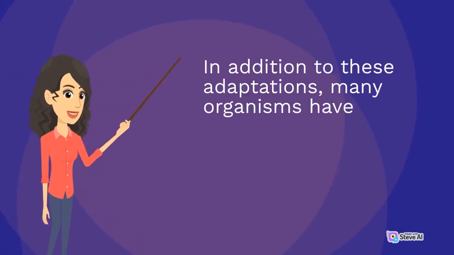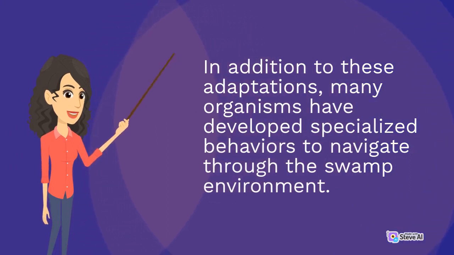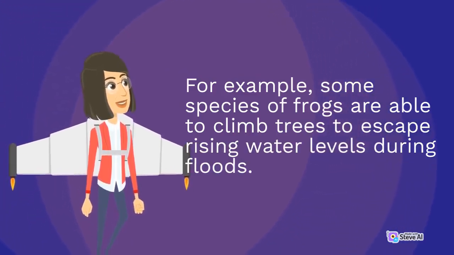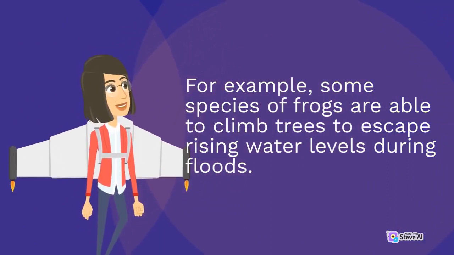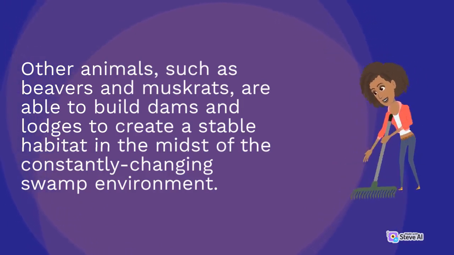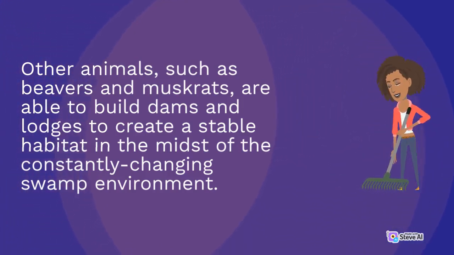In addition to these adaptations, many organisms have developed specialized behaviors to navigate through the swamp environment. For example, some species of frogs are able to climb trees to escape rising water levels during floods. Other animals, such as beavers and muskrats, are able to build dams and lodges to create a stable habitat in the midst of the constantly changing swamp environment.